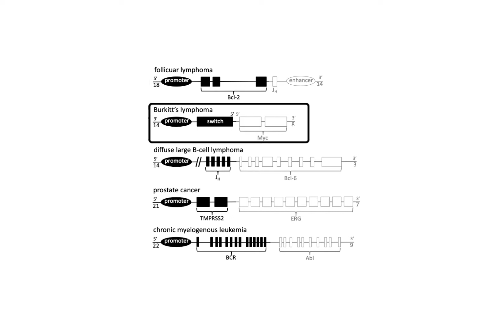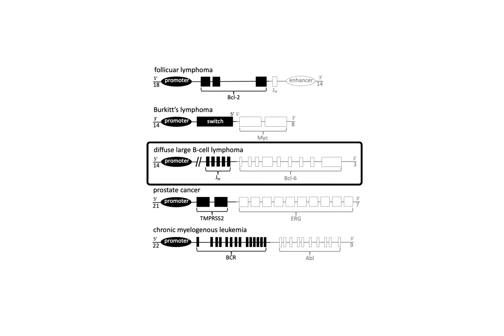Burkitt's lymphoma down here, you put a very active promoter next to the MYC gene, and the MYC is a transcription factor, which will turn on the expression of many genes, so that also increases expression. The diffuse large B-cell lymphoma, also you put a very active promoter next to another BCL gene, which is an apoptosis inhibitor. Again, that makes the cells immortal.